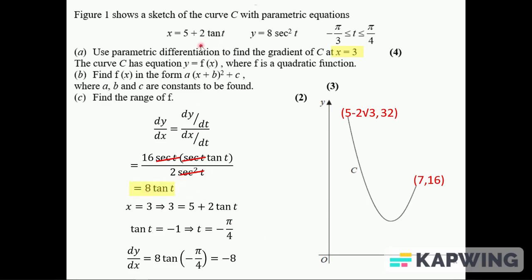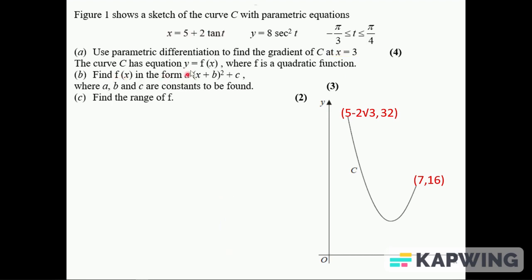But you could have just looked at this and thought, right, 8 tan t. Well, I can sort of get that from here. I can write x minus 5 multiplied by 4 is going to be 8 tan t. So I can actually get the dy by dx in terms of x, which is what I want really. Now I want to put 3 into here. I get 4 times minus 2, which gives me that minus 8.